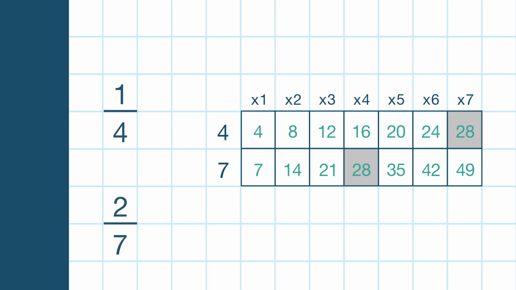Notice that 28 is also 4 times 7, the product of our two denominators. This happens when the denominators share no common factors.